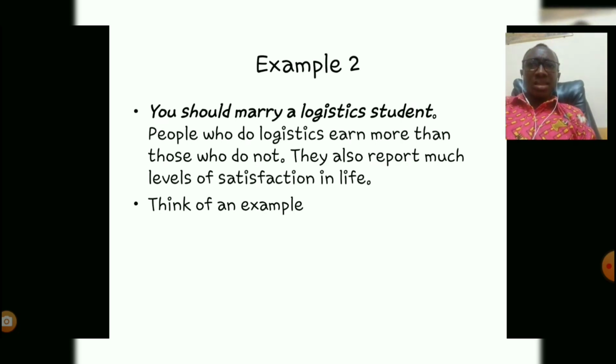Now, what are the reasons why I'm saying you should marry a logistics student? One, people who do logistics earn more than those who do not. They also report higher levels of satisfaction in life. So, I'm giving you two reasons or premises why you should believe in my claim or conclusion. That is an argument. So you see, an argument is something wonderful. It is used in critical thinking. The moment you say something, give reasons to support your claim or what you are saying. Try to give me an argument on your own in the comment section.